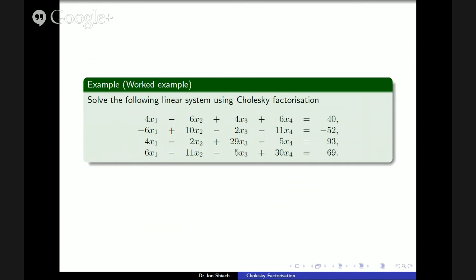Right, forward substitution. 2y1 is 40, so therefore y1 is 20. Okay, y2, well, the coefficient of y2 is 1, which makes it easier. So we've got minus 52 minus 3, so that's plus 3 times 20, gives us 8.